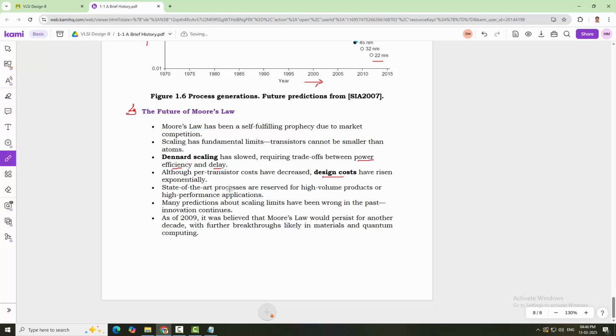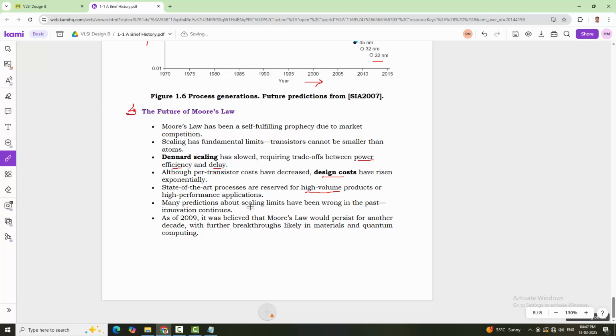And then state-of-the-art processes are reserved for high volume products. Today, if you go for small volume, maybe 10 ICs in number, or 20 ICs, generally it costs you very high. So basically, high volume products will give you cheaper ICs, and high performance applications especially.